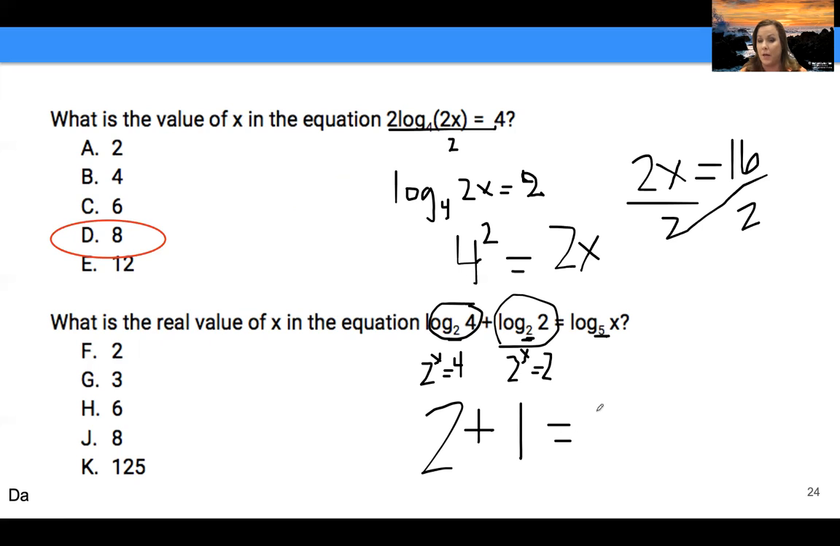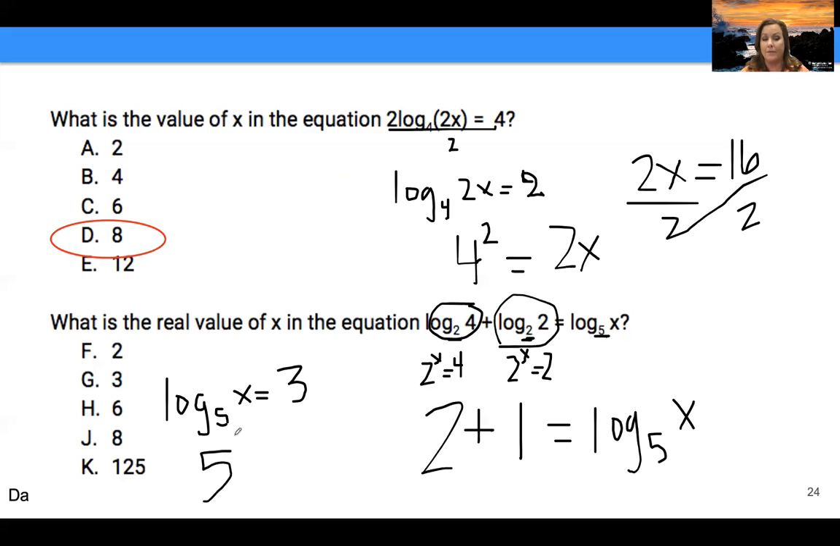Equals log base 5 of x. I'm doing nothing with this side. Now, hopefully bells are going off, because now I've got log base 5 of x, I'm just going to rewrite it, is equal to 3. It's a 5. And so now it's just 5 cubed equals x. What's 5 cubed? I'm undoing the log: 5 cubed equals x. 5 times 5 is 25, times 5 is 125. Yes.